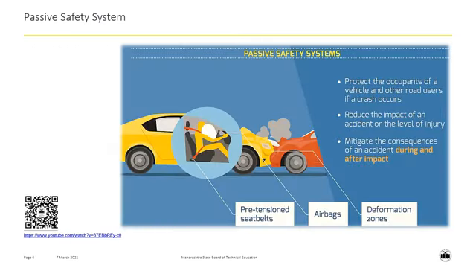Passive safety systems such as pre-tensioned seat belts, airbags, and deformation zones protect the occupants of a vehicle and other road users if a crash occurs. They reduce the impact of an accident or the level of injury. Passive safety systems mitigate the consequences of an accident during and after impact.